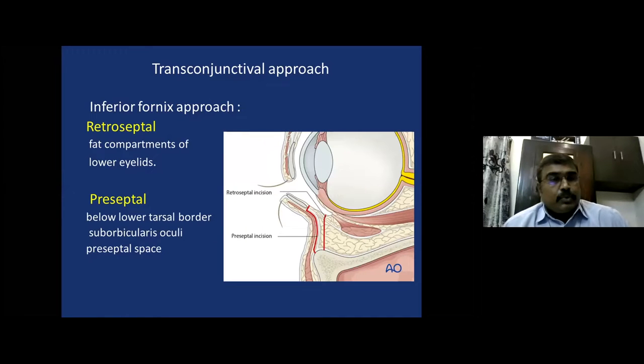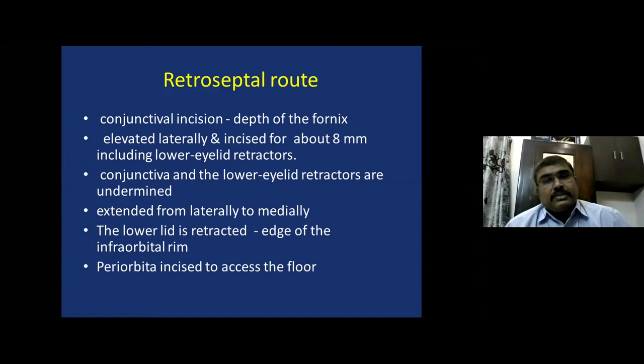The inferior fornix approach has two routes: the retroseptal route, where the dissection is carried into the fat compartments of the lower eyelid, and the preseptal route, where the dissection is done below the lower tarsal border in the suborbicularis oculi preseptal plane. In the retroseptal route, the incision is done in the depth of the fornix, for about 8 millimeters, including the lower eyelid retractors. The conjunctiva and the lower eyelid retractors are undermined and extended from laterally to medially. The dissection is carried to the edge of the rim, and then the periorbita is incised to access the floor.